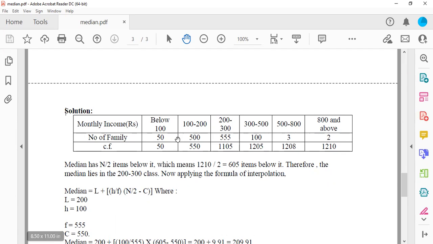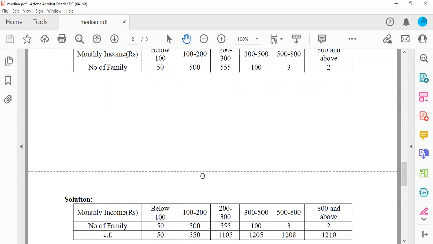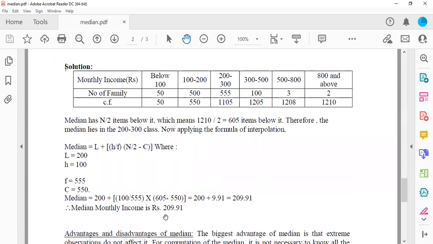For example, say find the median income of the following income distribution. A simple example. So monthly income and so on. So below 100 is this, above 100 and so on. To find the average income, we use the median calculation. So after getting the median, what is the median value? 209.91. What is the interpretation of this? What is the meaning of this?